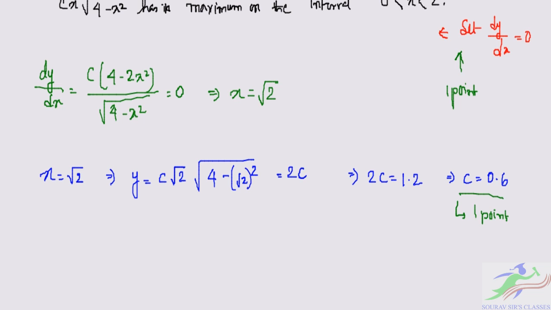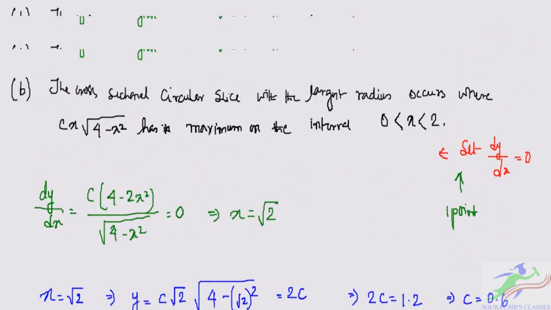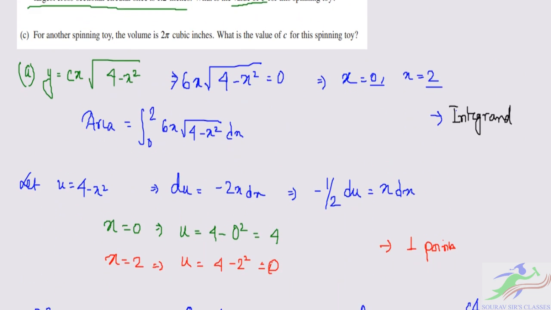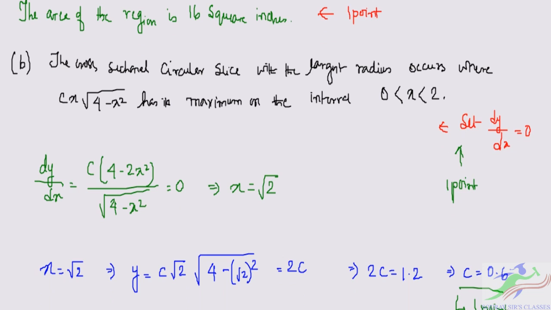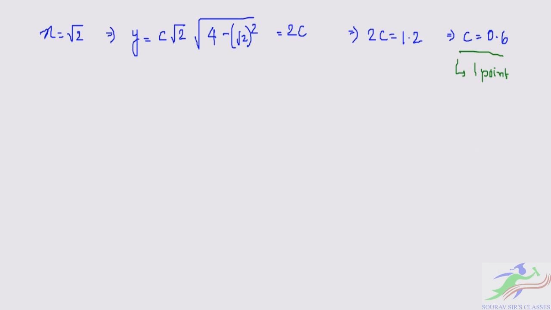Okay. So let's move to the last part of the question, that is part C. So we have another spinning toy. The volume is 2 pi cubic inches. So what is the value of c for this spinning toy? You have to determine the volume, and then from that volume we will find the value of c. So we are solving part C now.